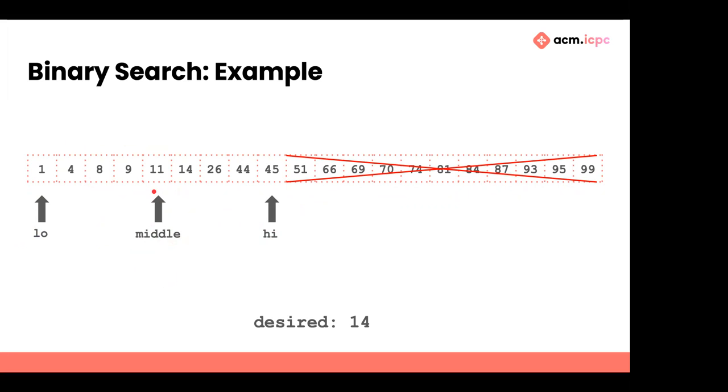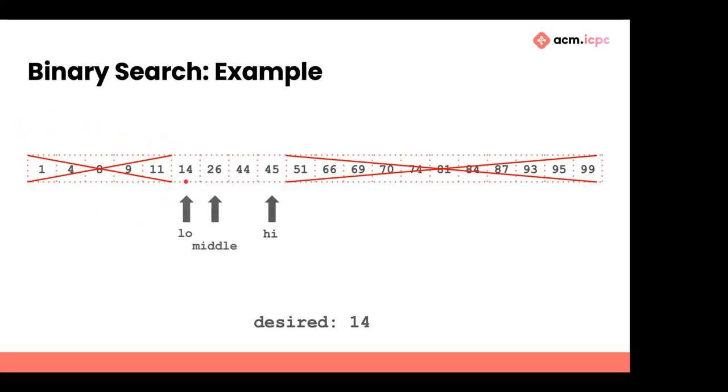We then compare, just like before, 11 to 14 and realize that 14 is in fact greater than 11. But what does this mean? Well, this means that any element that comes before 11 is also smaller than 14, or rather 14 is greater than that. So again, there's no point looking at it. So we can again eliminate that half, including the 11.